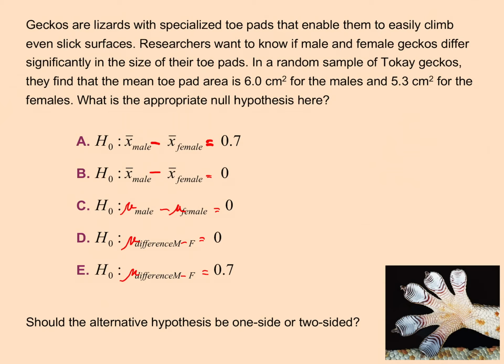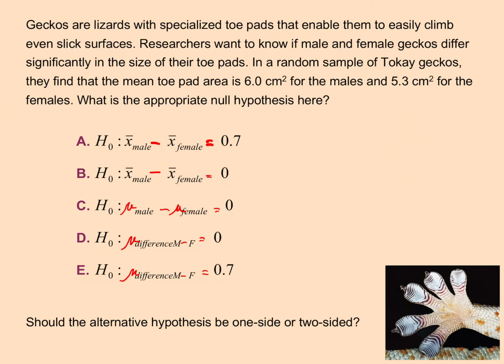Okay, so first of all, we're looking at geckos. So geckos are lizards with specialized toe pads that enable them to easily climb even slick surfaces. Researchers wanted to know if male and female geckos differ significantly in the size of their toe pads. In a random sample of Tokay geckos, they find that the mean toe pad area is 6 centimeters squared for males and 5.3 centimeters squared for females. What is the appropriate null hypothesis here?